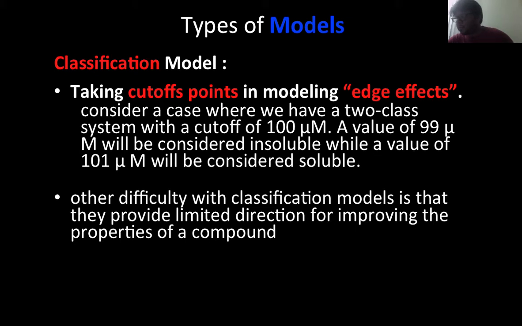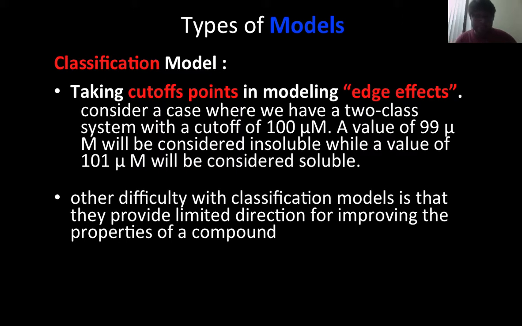Also, scientists in drug discovery like to use a predictive model to design new compounds with improved properties. While a classification might be useful in designing a soluble compound from an insoluble compound, it will not allow you to improve the solubility of an already soluble compound.